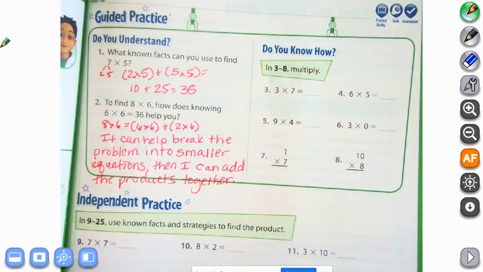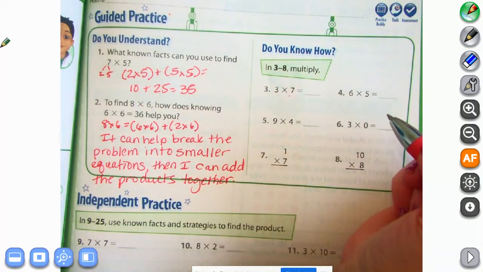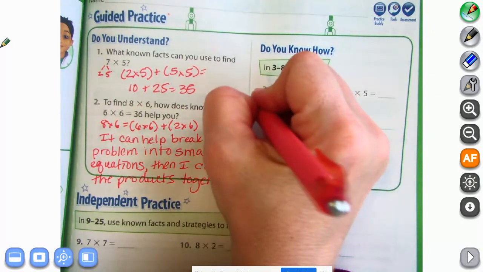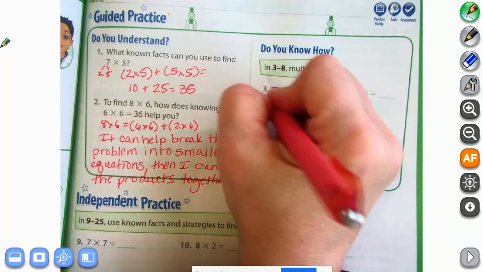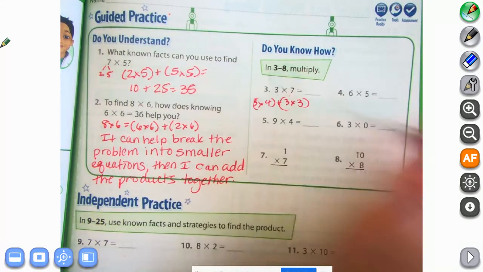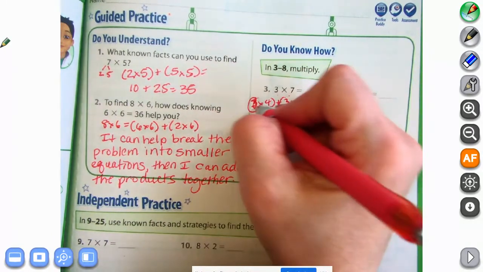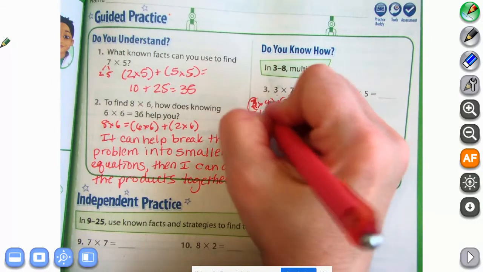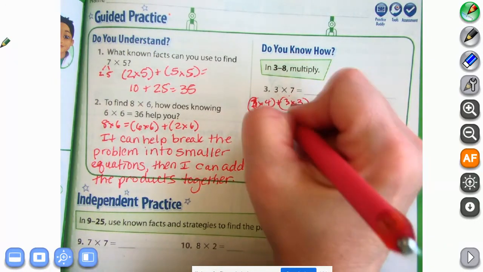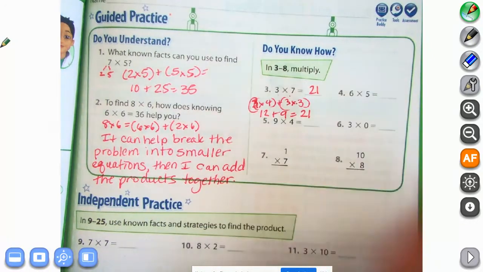All right, we're moving on to numbers 3 through 8. So 3 times 7. I can break that down to a smaller 3 times 4 plus 3 times 3. And I can skip count by 3 4 times. 3, 6, 9, 12. 3, 6, 9. So that equals 21.